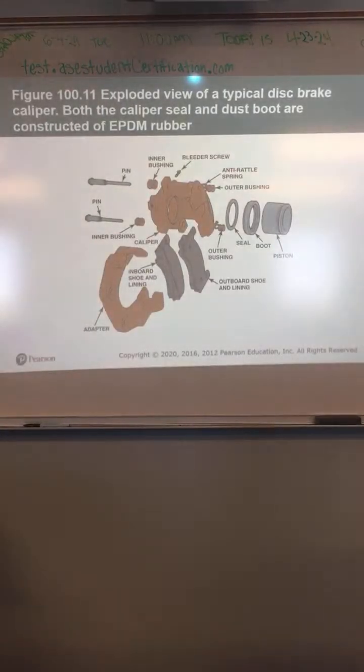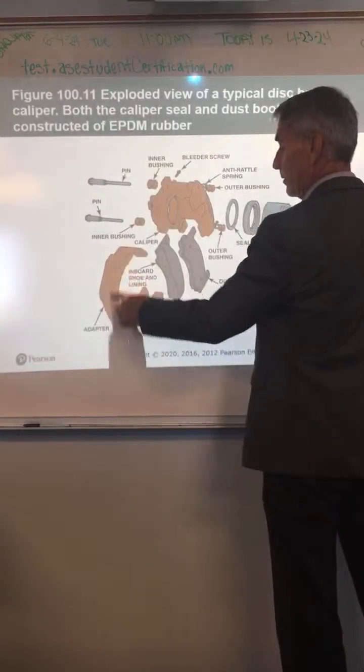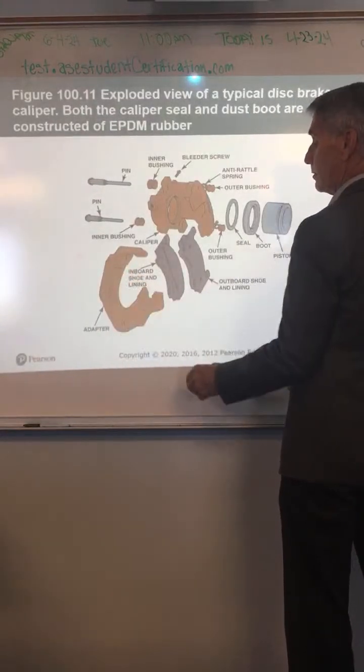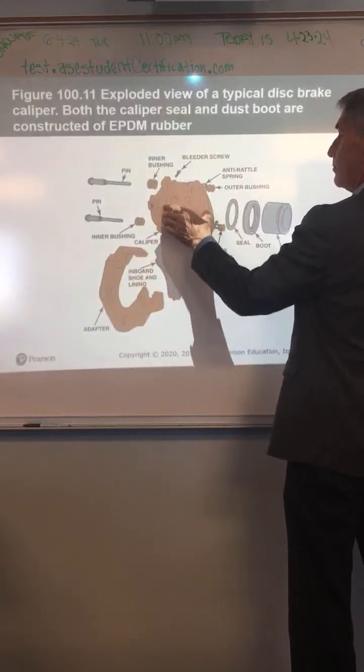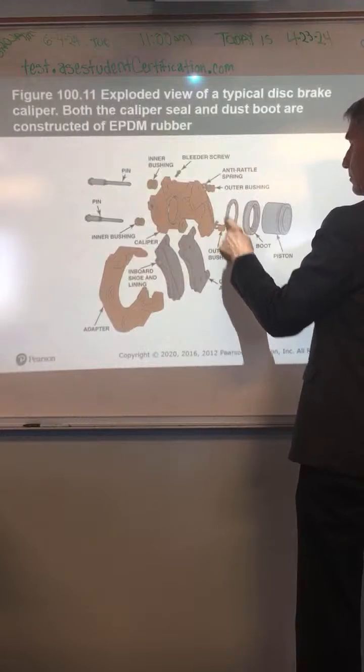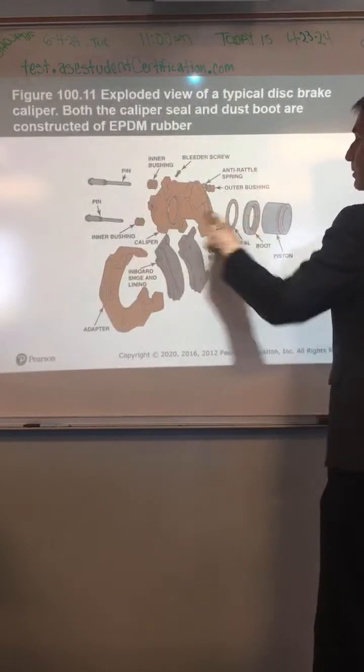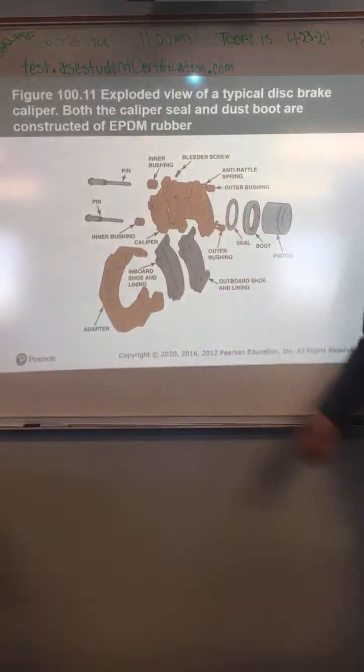Typical disc brake caliper. There's really not much to a disc brake caliper. Okay, this is just your mounting point that goes on your steering knuckle, pads, caliper housing itself. You got the seal, the dust boot, and the piston. Really, that's all there is to it. Not much there.